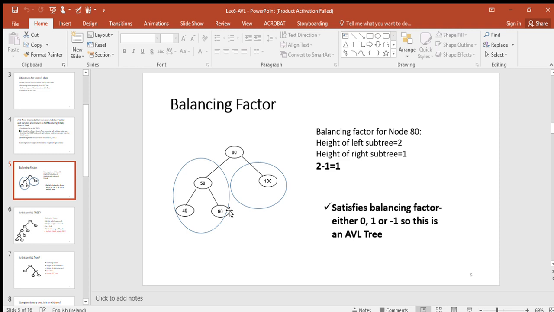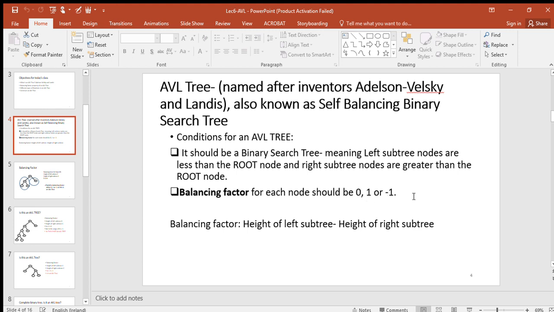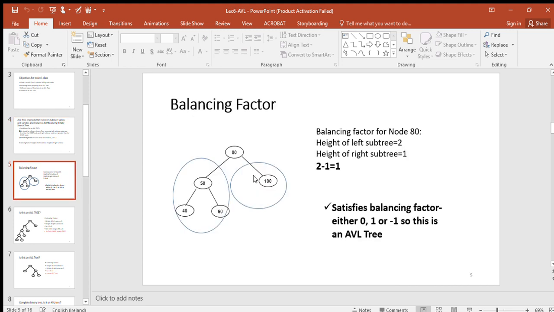For root 80, the height of left subtree, meaning from the leaf node 40 to 80, we have two edges, and in the right subtree we have one edge going from 100 to 80. So 2 minus 1, height of left minus height of right subtree, is equal to 1. 1 is in the range of 0, 1 and -1, and therefore this is an AVL tree.